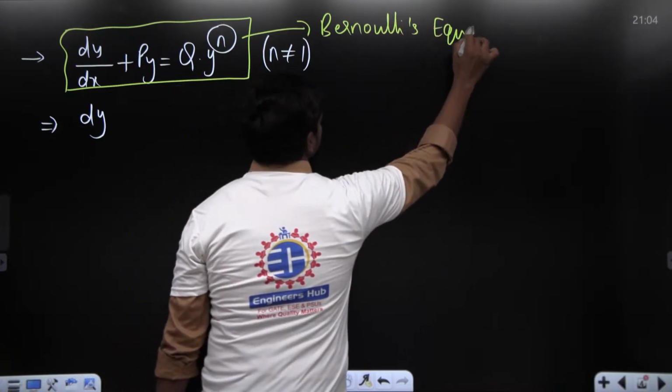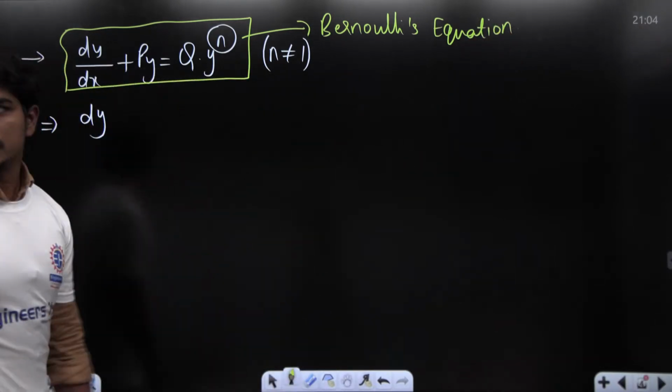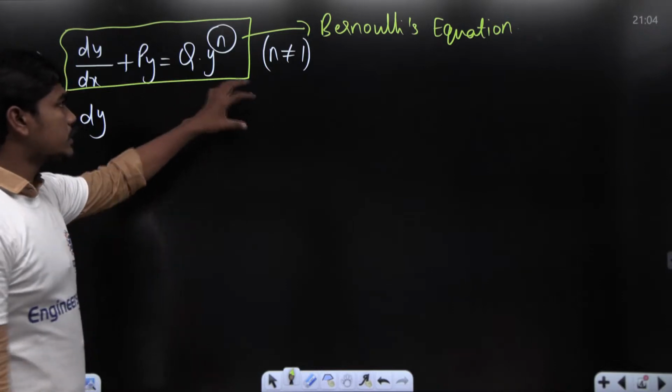Of course, in mathematics there is one more Bernoulli's equation, apart from the one in fluid mechanics. Please don't get confused with that. Okay, this is Bernoulli's equation in mathematics.